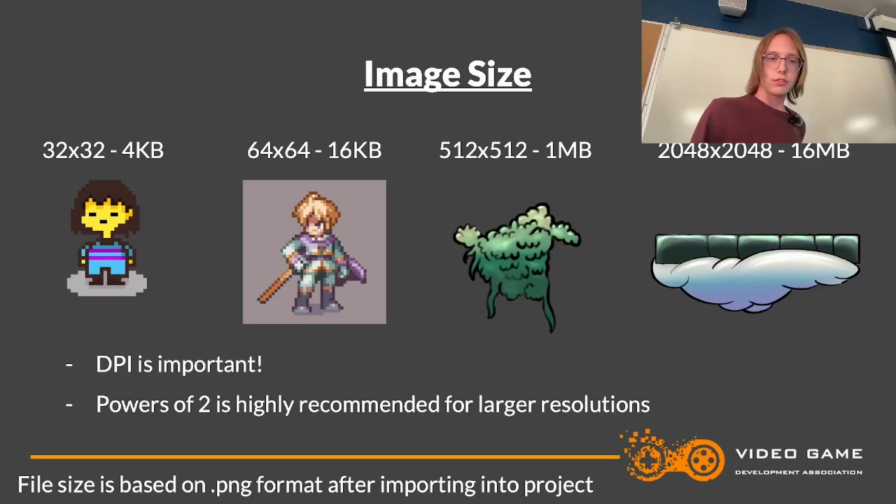So for image size, there are two avenues you could go: pixel art or high res. For pixel art, you've got Undertale, 32 by 32, 64 by 64. Those are very small, 4 kilobytes. Look at high resolution, 512, 1 megabyte. So 4 kilobytes to 1 megabyte is a big difference. 2000 by 2000 is 16 megabytes. So it starts to increase by a ton. Keep that in mind, and DPI is important. Set that DPI to like 200 or 300 inside your drawing software.